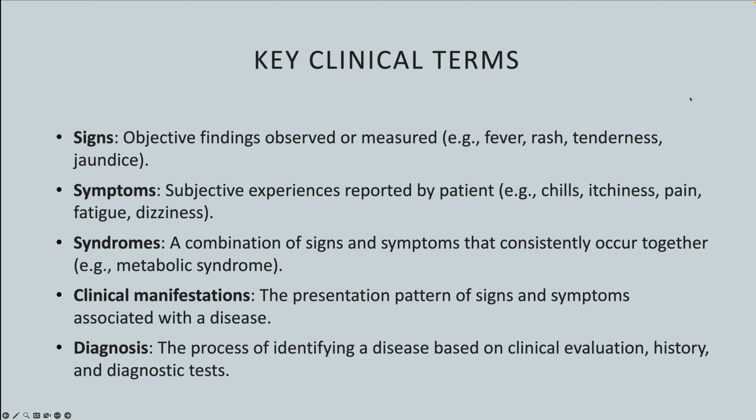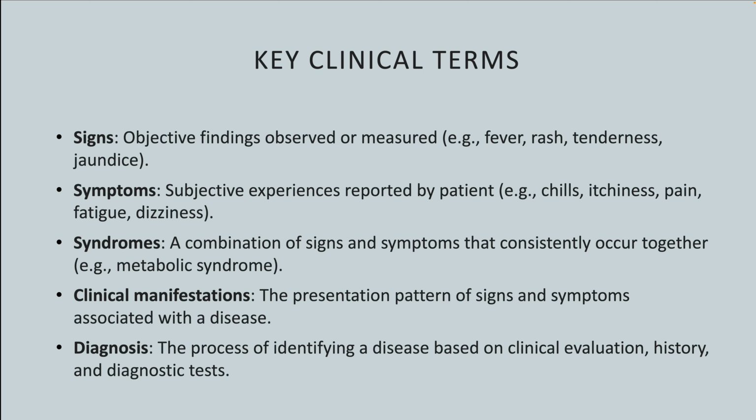Notice that tenderness is a sign, pain is a symptom. Okay, other symptoms are fatigue, dizziness, different subjective feelings of the patient, blurred vision. Now, a syndrome is a combination of signs and symptoms that typically or consistently occur together. You have studied Cushing syndrome. You have studied different syndromes. You're going to be seeing different syndromes.